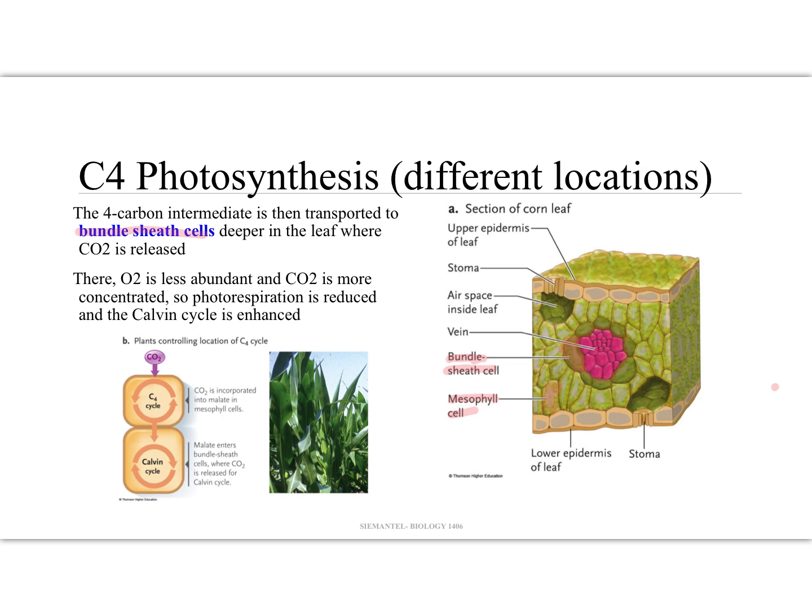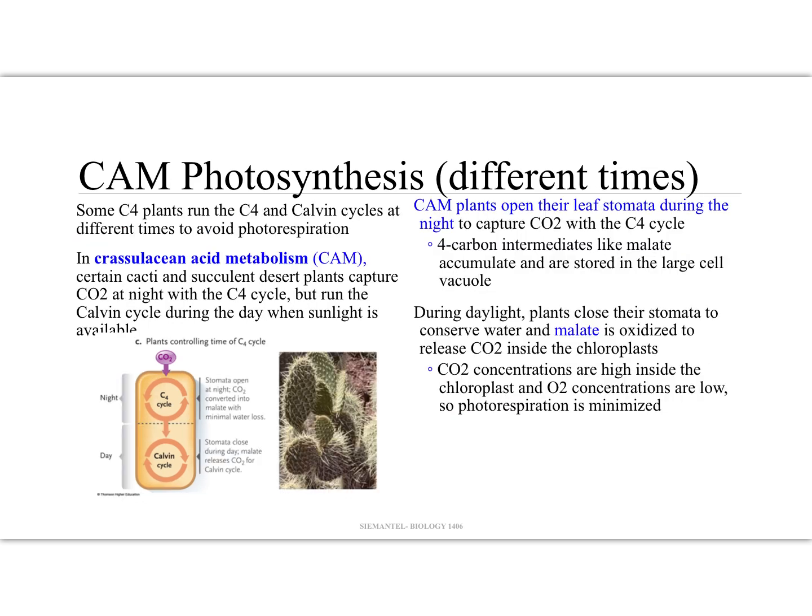And the reason we're changing location is because in those bundle sheath cells, we are going to have a condition where oxygen is less abundant and carbon dioxide is more concentrated, so it reduces the chances of Rubisco going rogue and doing photorespiration instead of photosynthesis. So that's one alternative to C3 photosynthesis. The last alternative is known as CAM photosynthesis.